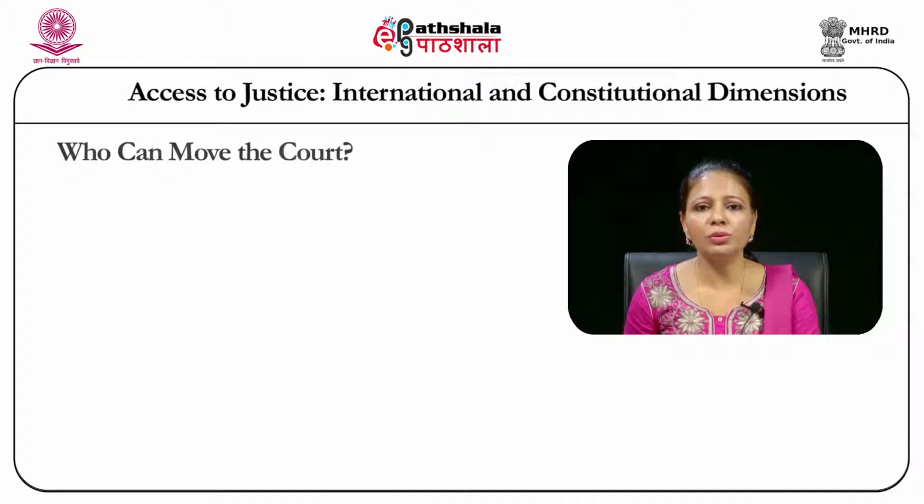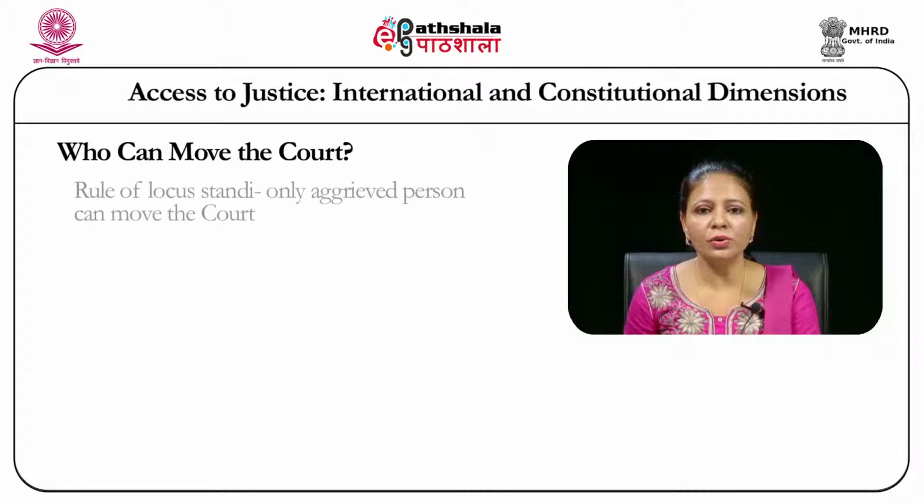Now I will tell you about who can move the court. The traditional rule of locus standi is that the right to move the court for judicial redressal is available only to those whose legal rights or legally protected interests have been infringed. This principle emanates from the theory that the remedies and rights are correlative, and therefore only a person whose own right is in jeopardy is entitled to seek a remedy. However, this rule results in denial of equal justice to those who, because of their poverty or socially or economically disadvantageous position, are unable to approach the court for relief.